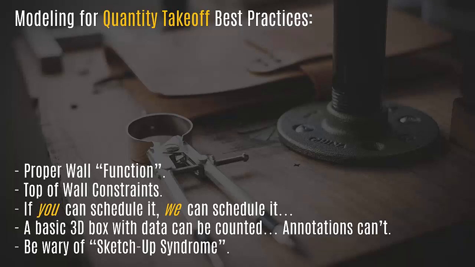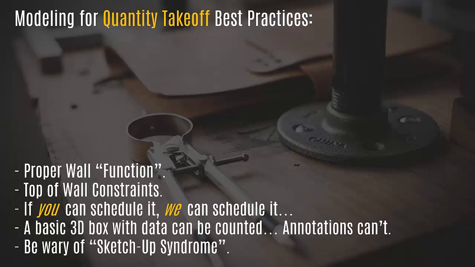Top of wall constraints. Those of you who are building Revit models probably know the headache that is top of wall constraints, because it's not always the easiest thing to do. But basically, make sure that if your walls are supposed to go to the underside of ceilings, they stop at the ceilings. If they're supposed to go up to the deck, you make sure they go up to the deck. And that's pretty obviously important as far as takeoff is concerned, because we can miss or add quite a bit of information.